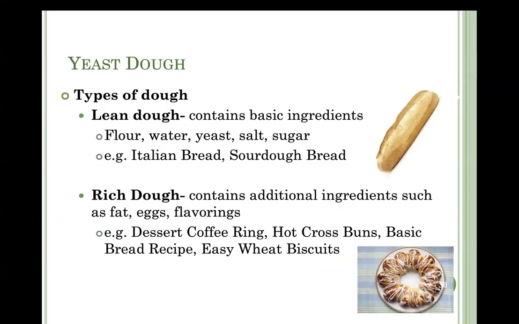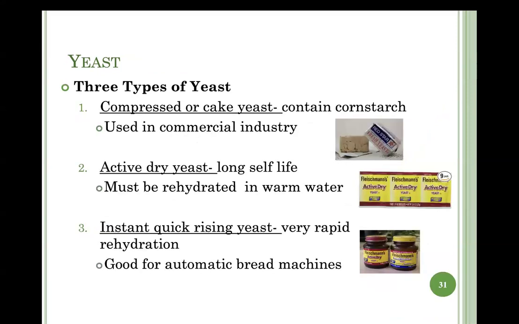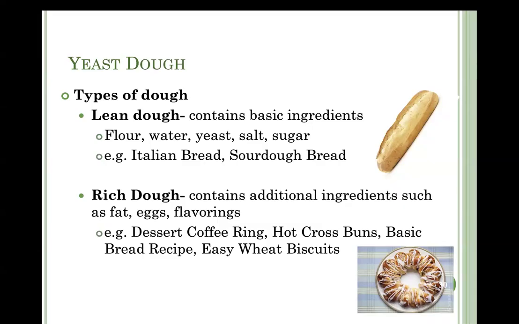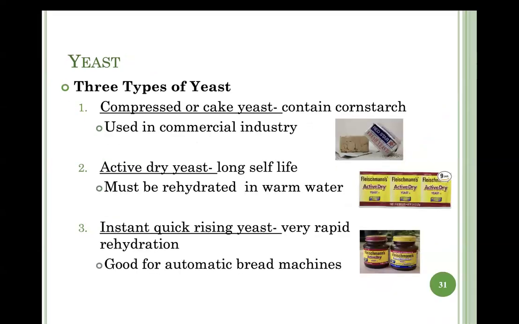So we have lean doughs and rich doughs. Lean dough only contains your basic ingredients: flour, water, yeast, salt, and sugar. So we have our Italian bread, our sourdough bread. Rich dough has any other additional ingredients, so eggs, milk, fat, and so on. So we have our dessert coffee ring that we made. We also have the hot cross buns and our wheat biscuits.